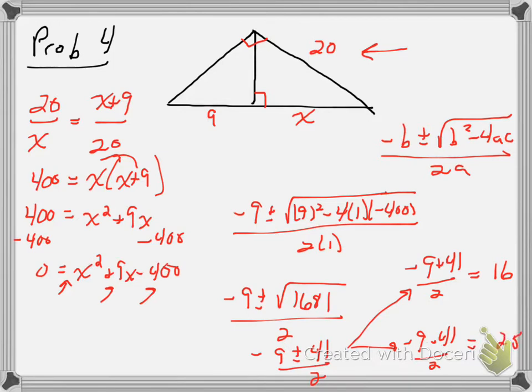Now, when I look at these two answers, what is the only one I can have as part of a triangle here? Negative 25 is not going to work, so my only answer here would be 16.